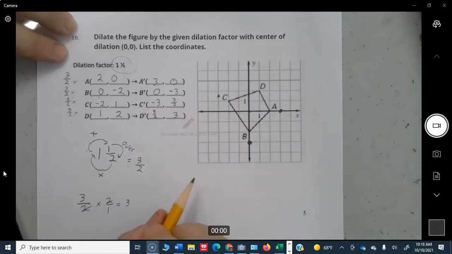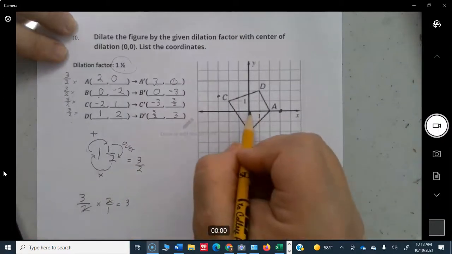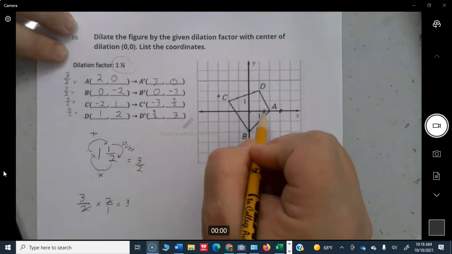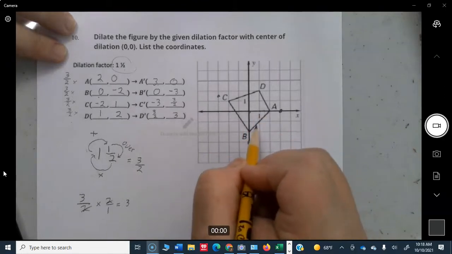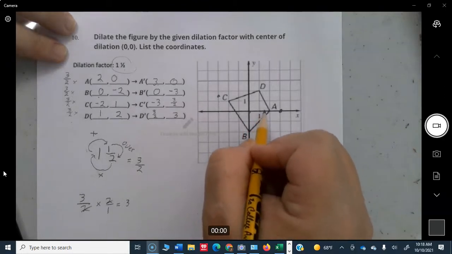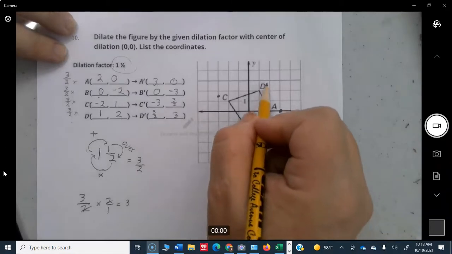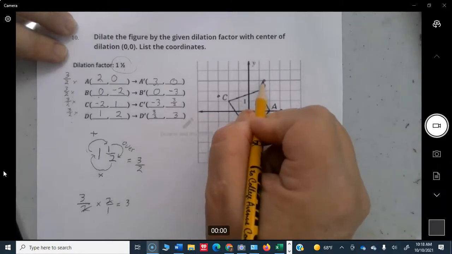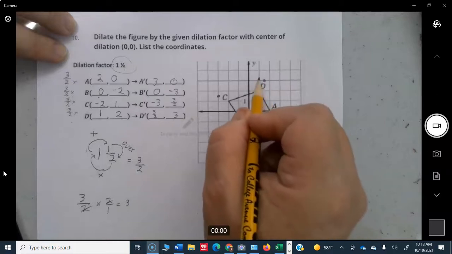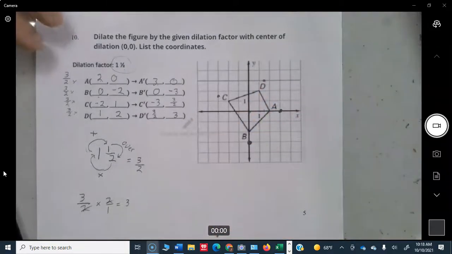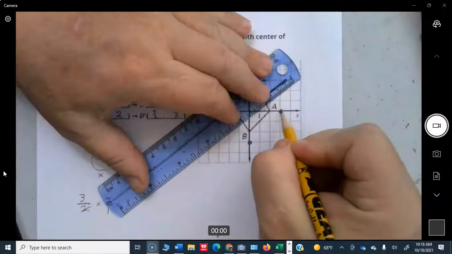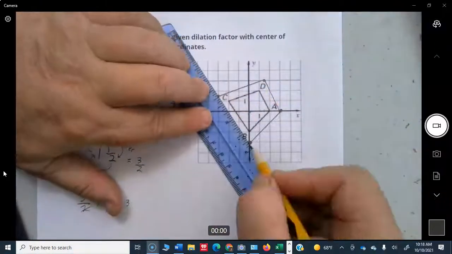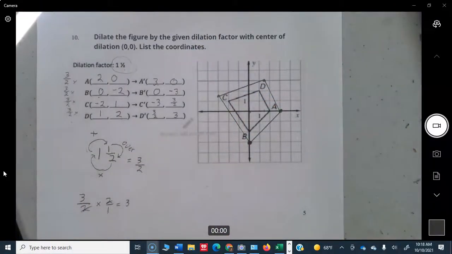Okay, and finally 3 halves, 3. So that's 1.5. So we're going to go forward 1.5. That's right there. And then we're going to go up 3: 1, 2, 3, right there. So it's right on this line, but it's in between those two lines right there. And now we're going to do dot to dot. And there you see the two figures look exactly the same shape. It's just that the new one is 3 halves, or 1.5 times the smaller one.